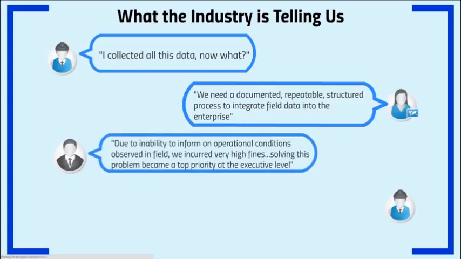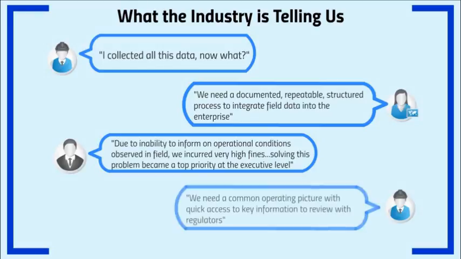This next one really hit where it hurts for this particular client. As it stated, "Due to inability to inform on operational conditions observed in the field, we incurred very high fines. Solving this problem became a top priority at the executive level." So this is something very tangible, of course, where fines were being incurred based on that inability to really inform on some of the conditions on these priority assets. And so this went all the way up to the top at the executive level to really try to find a way to address these key concerns.